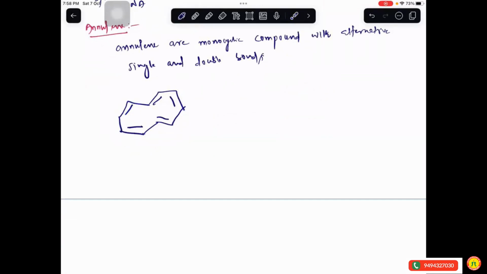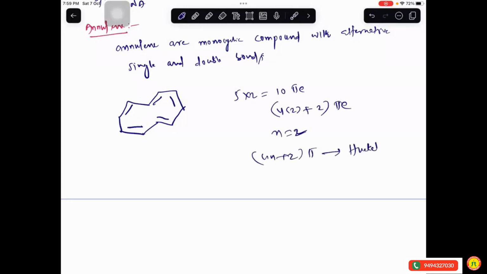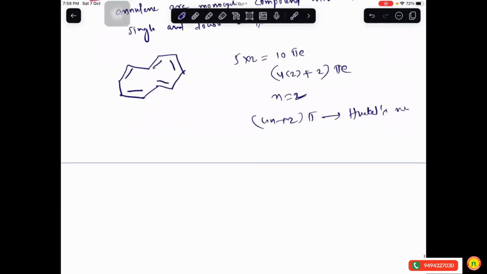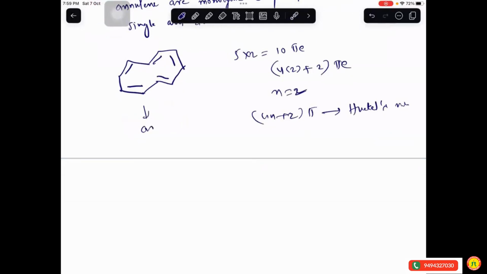So how many pi electrons are there in total? 1, 2, 3, 4, 5. So 5 into 2, that is 10 pi electrons. How can I write these 10 pi electrons? 4 into 2 plus 2 pi electrons, right? So here n is equal to 2. It follows 4n plus 2 pi electrons, which is Huckel's rule. Once it follows Huckel's rule, this is aromatic.